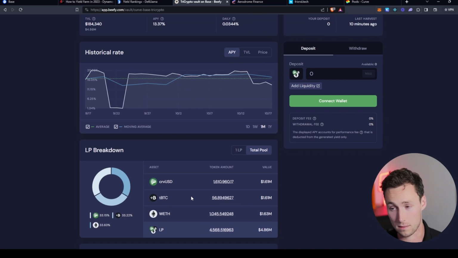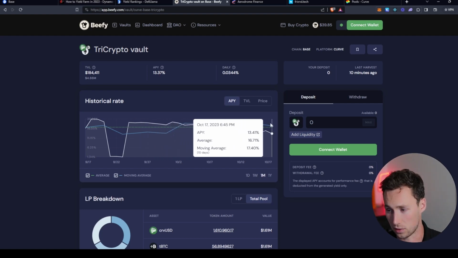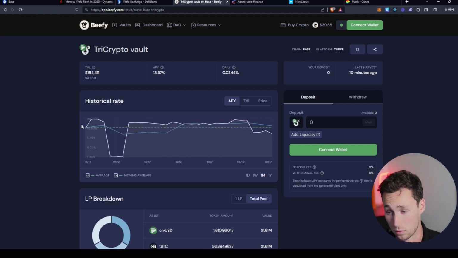Okay, this is pretty interesting, right? Because now we've got the two main blue chips in crypto with some volatility muted because of a stable coin, and we're earning 13.37%, and it's on one of the largest, I would say, most reputable crypto protocols, and that's Curve. And the APY, if we look, it's been pretty consistent. It's dipped recently, but we're fine with dips, right? Because it looks like it's been 15 to 20% for the better part of a month now.